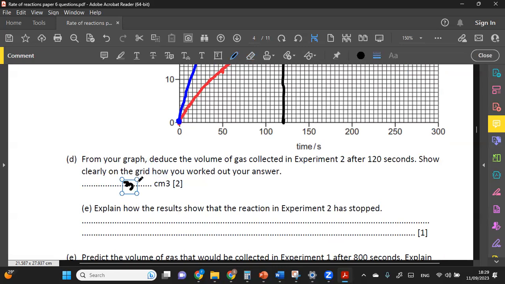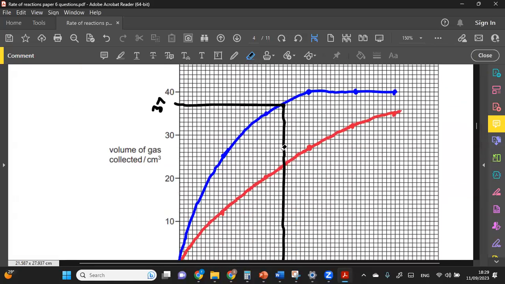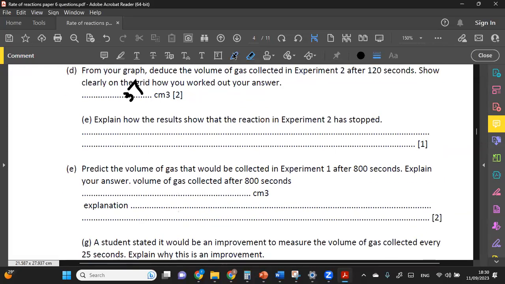Next question that they are saying is, explain how the result shows that the reaction in experiment 2 has stopped. If I take a look at this graph, this blue line is for experiment 2. How can you tell that the experiment has stopped? By when the graph gets flat, like the horizontal line after this 150, because the graph has reached a plateau, right? So you can use the term plateau. The graph has reached a plateau.